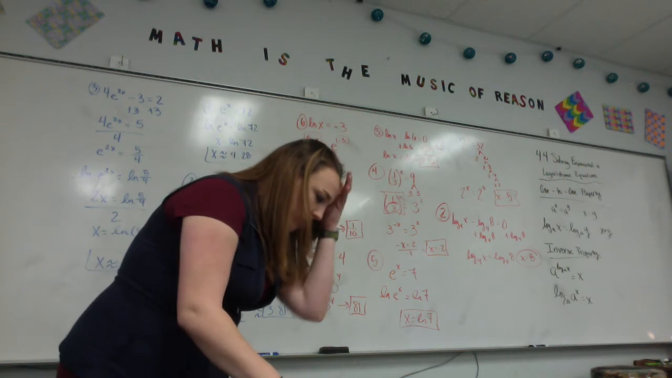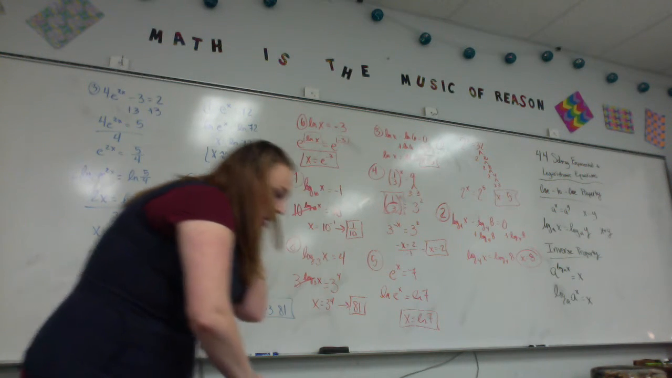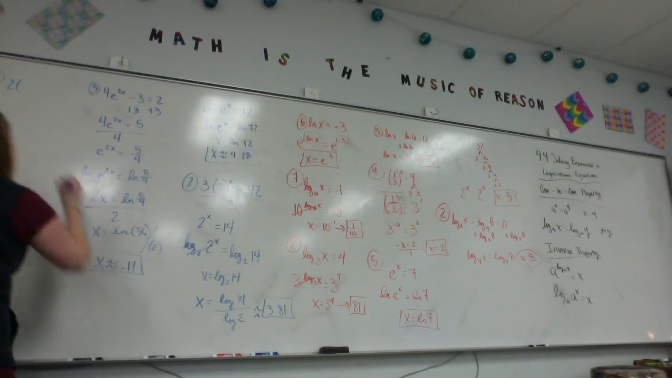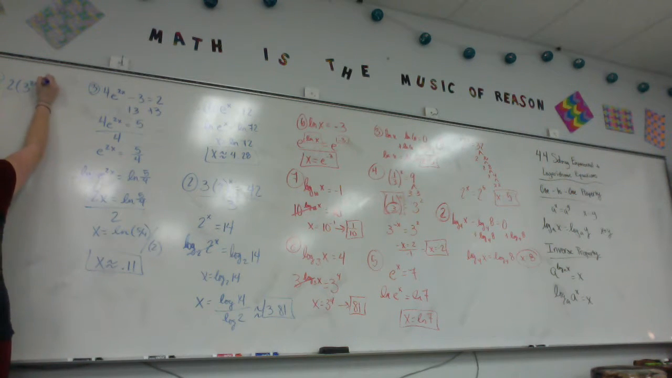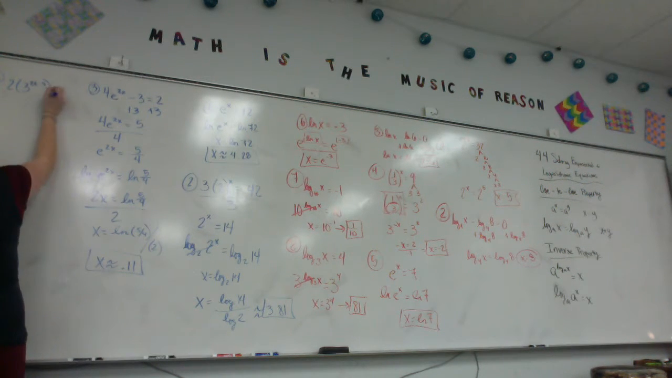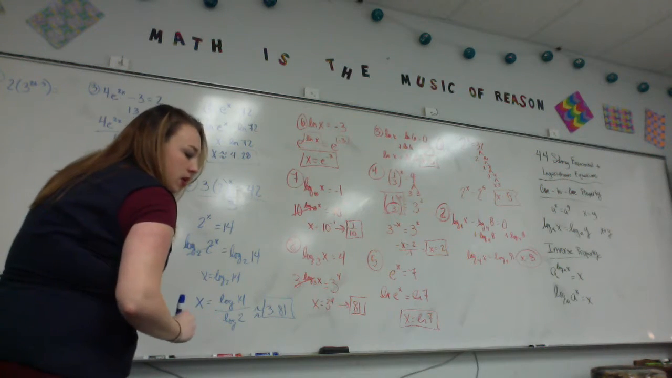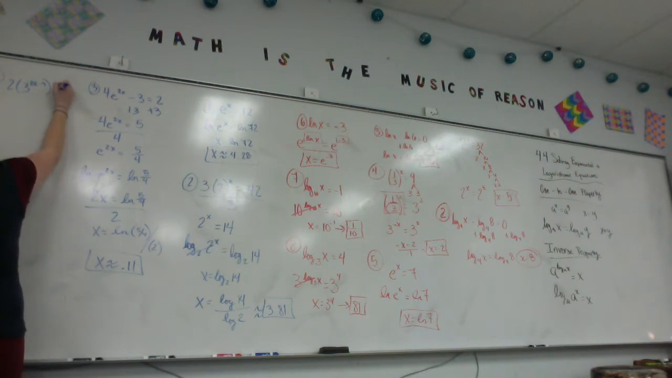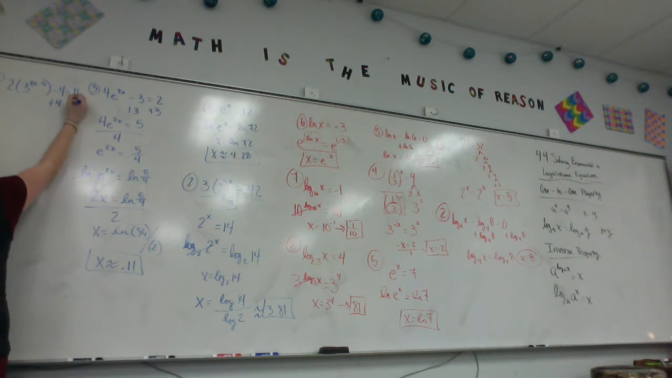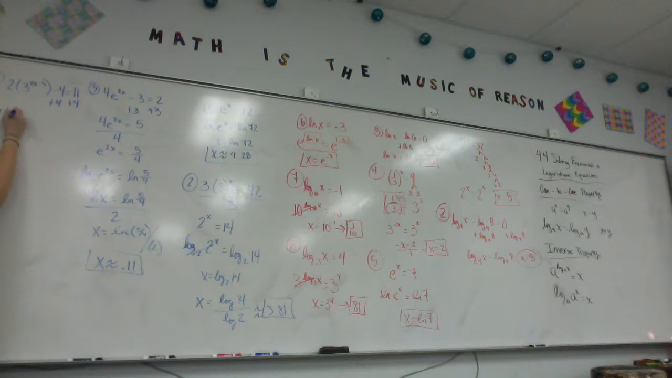And tomorrow, there are a lot of examples in this book. Let's say we have this: 2 times 3 to the 2t minus 5, minus 4 equals 11. Okay. How do I start to solve this? Add 4. I get 2 times 3 to the 2t minus 5 equals 15.